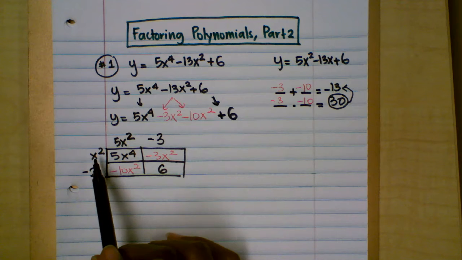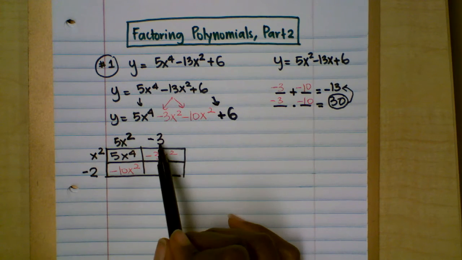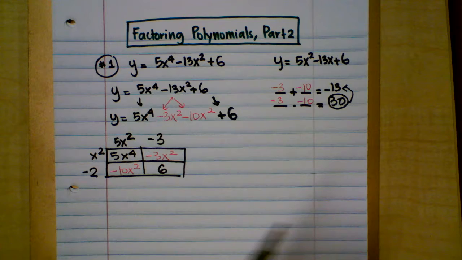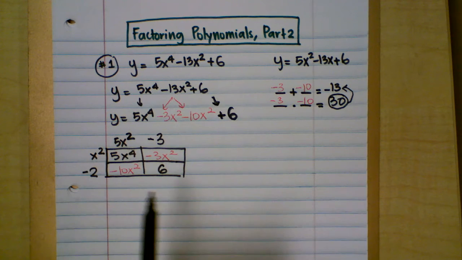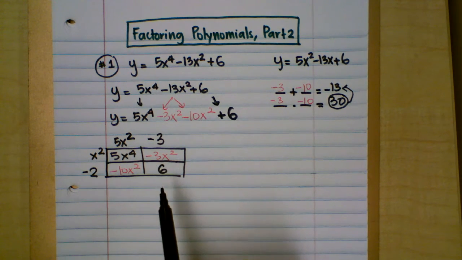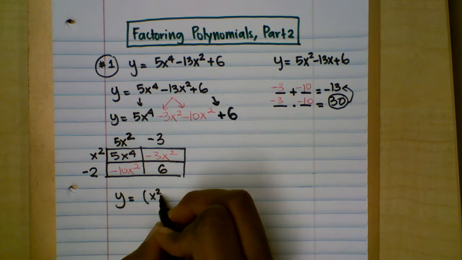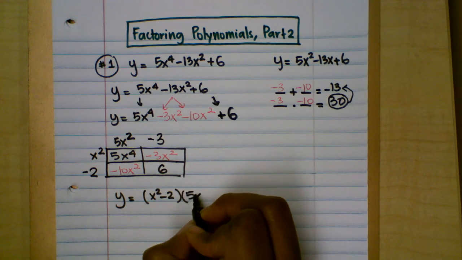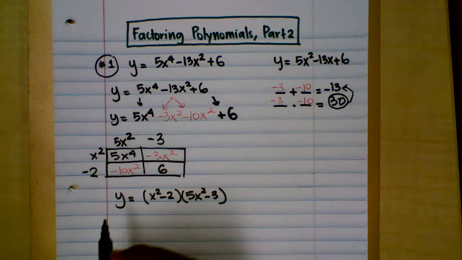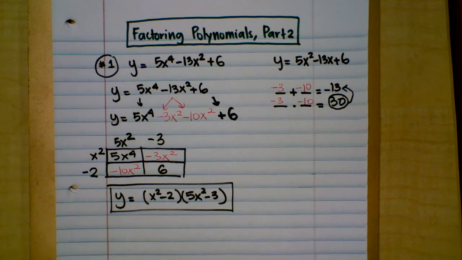So now let's multiply and check. x squared times 5x squared is 5x to the fourth power. x squared times negative 3 is negative 3x squared. And then negative 2 times 5x squared is negative 10x squared. Negative 2 times negative 3 is positive 6. So we factor it completely to what? x squared minus 2 times 5x squared minus 3. And that's your final factored form. Okay, so this is doing the box method.